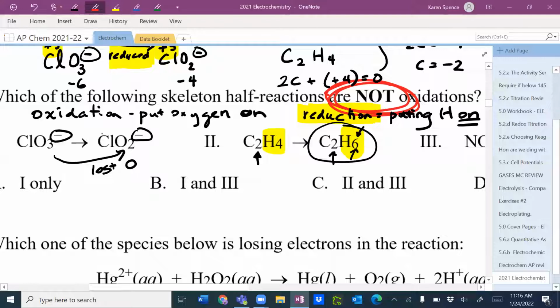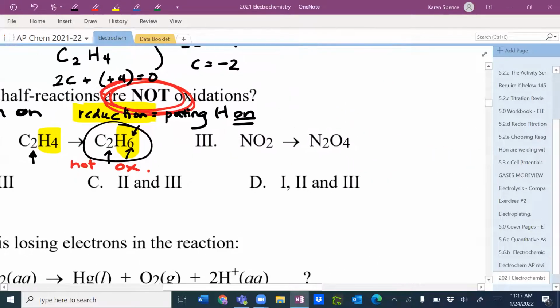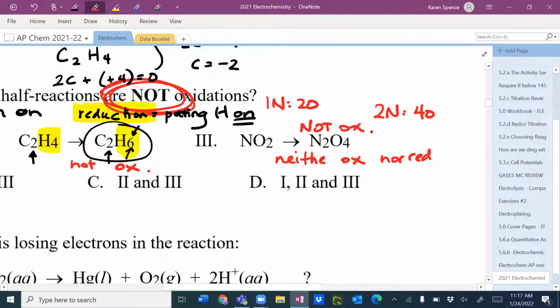So number 1 is not an oxidation. It is a reduction. Number 2 is not oxidation. It was reduction. And number 3, we are going from having 1 N to 2 O's to having 2 N's to 4 O's. So the ratio of N to O is the same. And so this is neither oxidation nor reduction. So the answer would be D, 1, 2, and 3, because we've got reduction, reduction, and then neither.